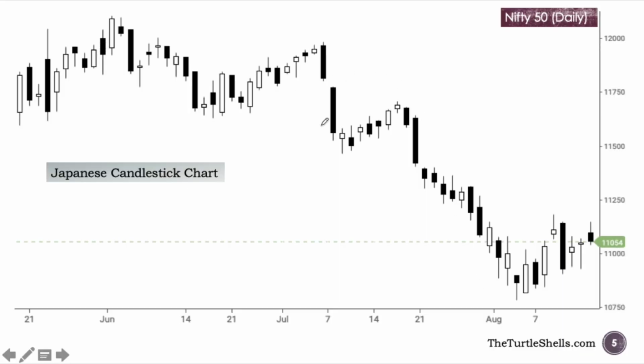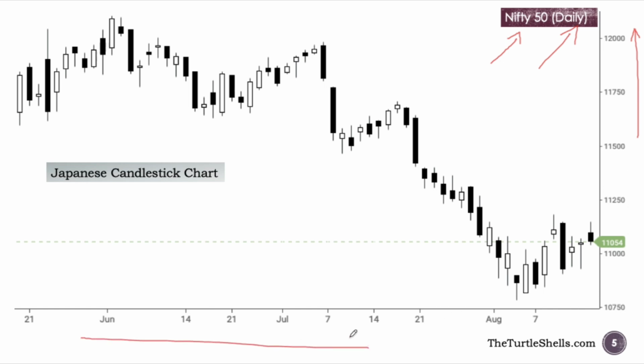So this is how a Japanese candlesticks chart looks. This is the price. This is a daily time frame chart, so each candle here represents one day's worth of price action. This is Nifty 50, which is a representation of the top 50 stocks in India. On the y-axis you have the index level.